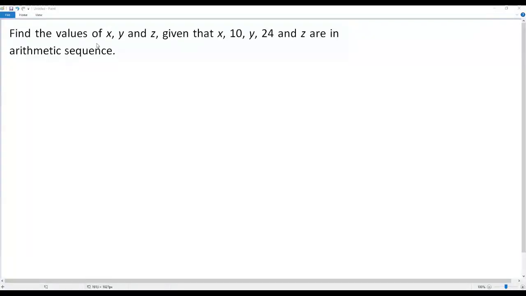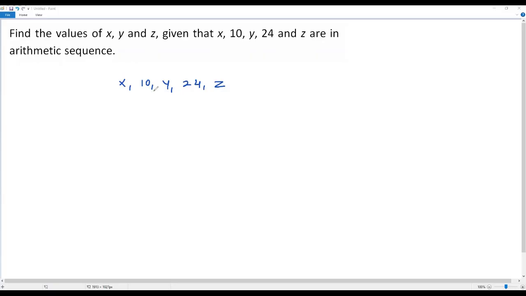Here we have a problem on arithmetic sequence. Okay, let's go to the question. Find the values of x, y, and z given that x, 10, y, 24, and z are in arithmetic sequence. Here we have the terms which are in arithmetic sequence. Let me write them. That is x, 10, y, 24, and z. Here I have to get the values for x, y, and z.